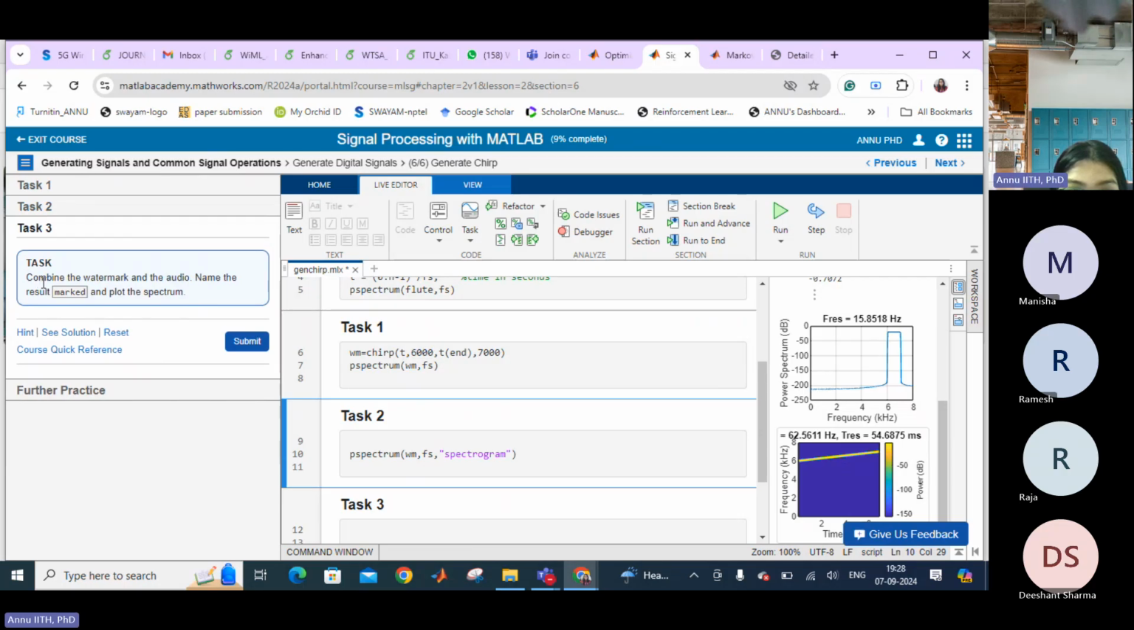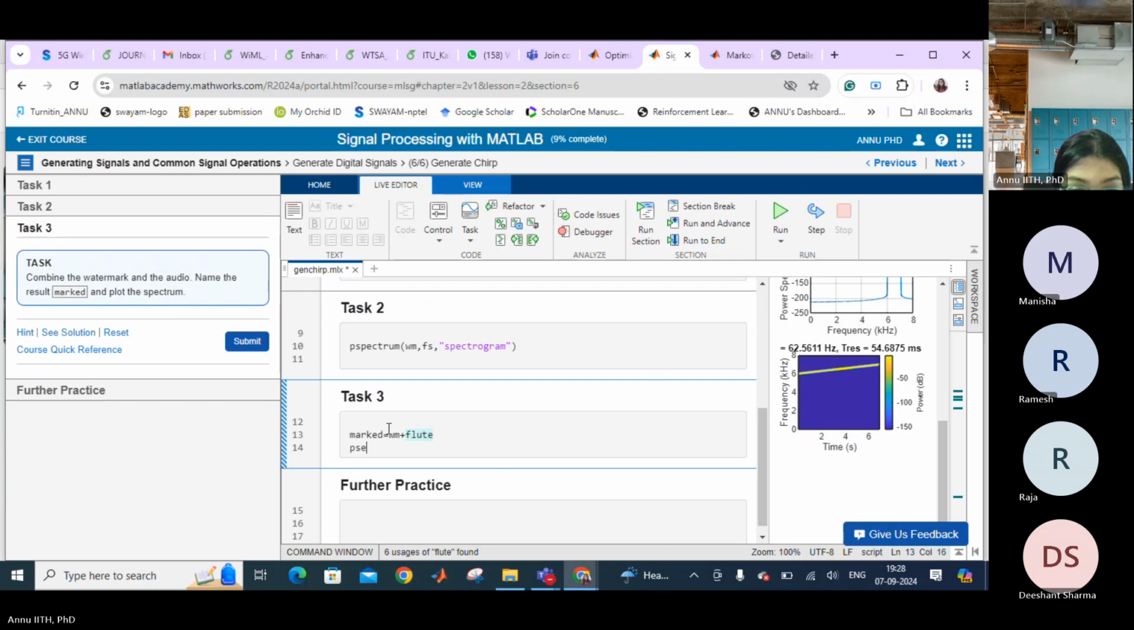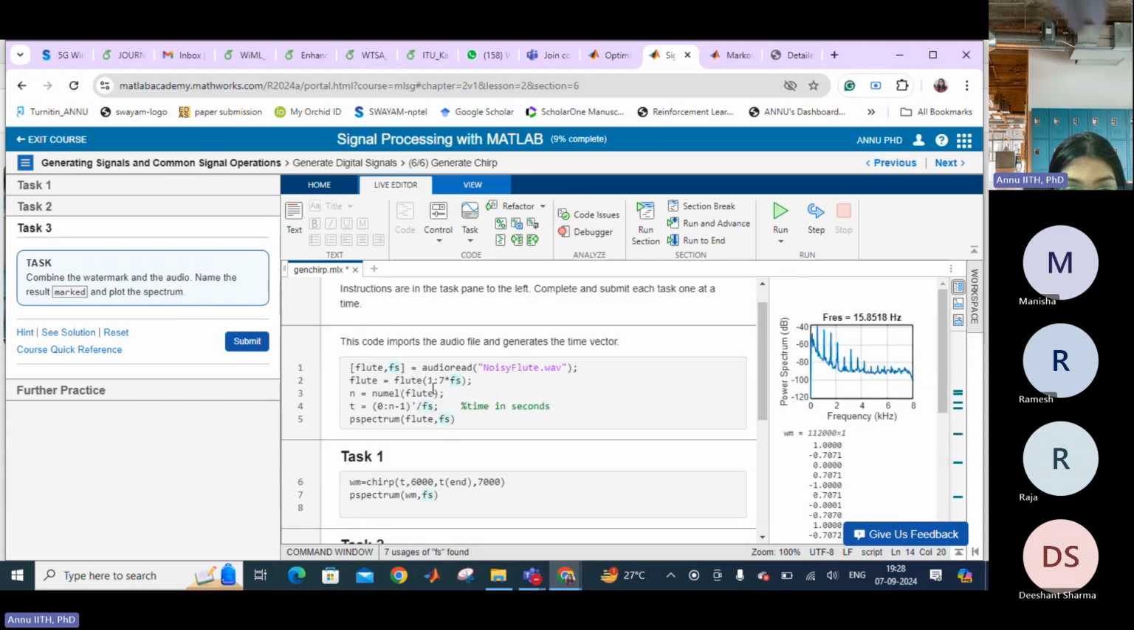Combine the watermark and the audio. Name it marked and then plot the spectrum. I think the signal name is flute only.